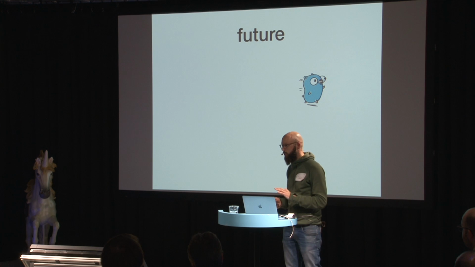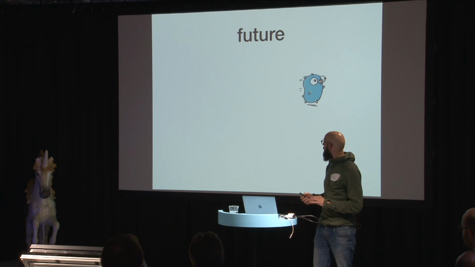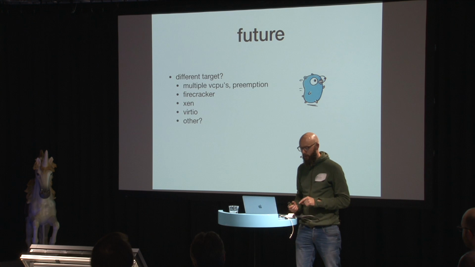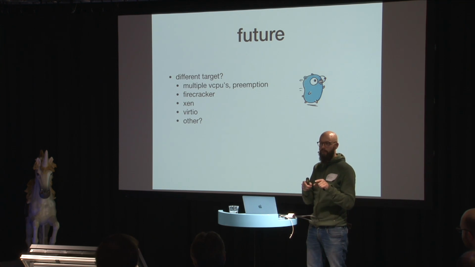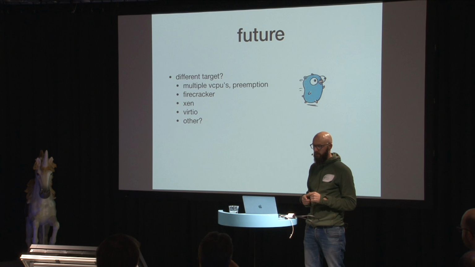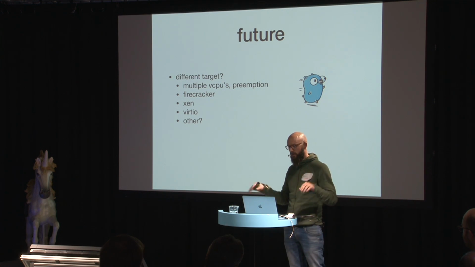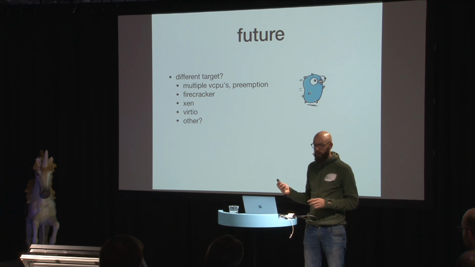Finally, the future. These are ideas, not necessarily plans, but ideas for the future, because it can be a lot of work. Maybe I need a different hypervisor target, not Solo5, but something else, something that can do multiple virtual CPUs, because after all, Go is very good at executing multiple goroutines at the same time. I definitely need something for this preemption.